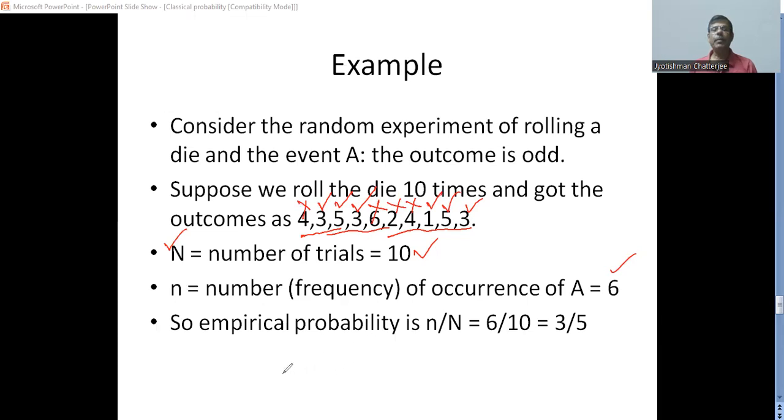That's why my small n, or the frequency of occurrence of A, is 6. So the empirical probability of the event A is small n by capital N, equal to 6 by 10, equal to 3 by 5. See, it depends on the experiment, right? Next time, if you perform another 10 rolls of the same die, the answer will be something else.